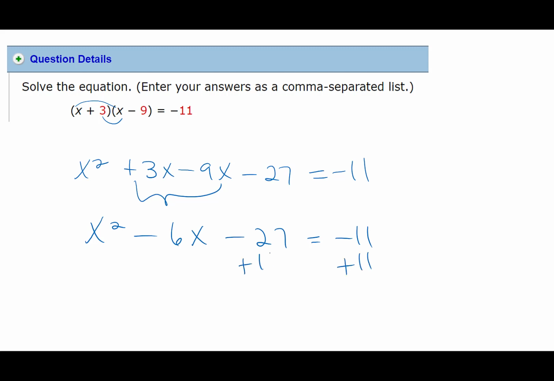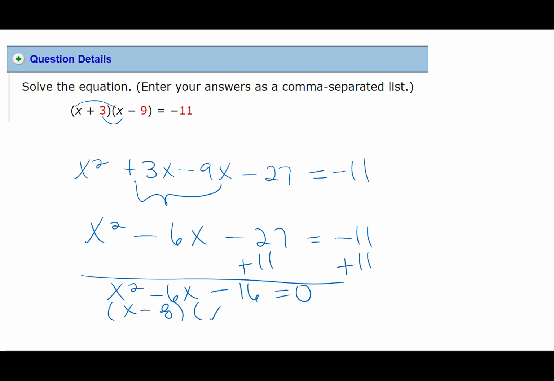Now that we have the equation x squared minus 6x minus 27 equals negative 11, this is when I want you to add 11 to both sides. It's x squared minus 6x minus 16 equals 0. To factor, this is x minus 8 times x plus 2 equals 0.